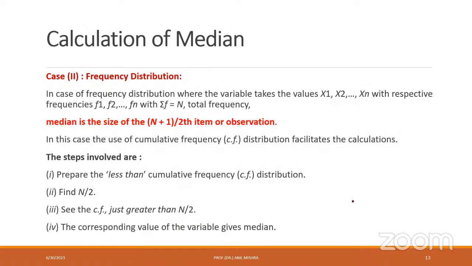Now, this is the way it is written for calculating it. But the point is, if it is a frequency distribution, suppose a discrete series, then how do we calculate the value of the median? Suppose, for example, x is 10, 20, 30, 40, 50.